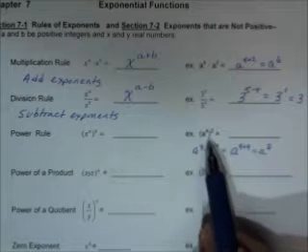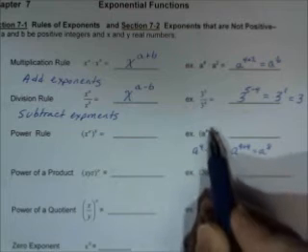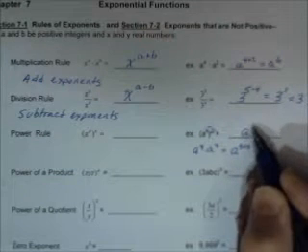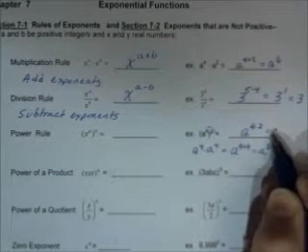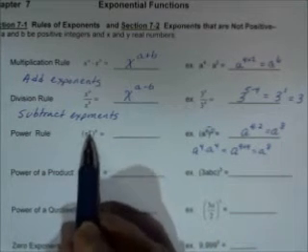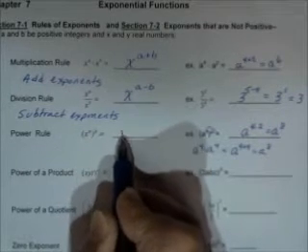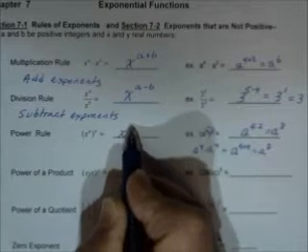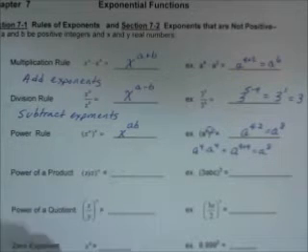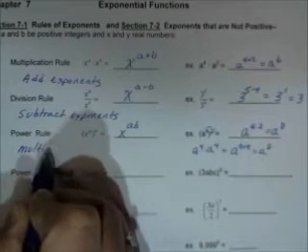In other words, if you have a power raised to a power, the rule is, what do you do with those exponents? You multiply them. This would be a to the 4 times 2, which is a to the 8th. So when you have x to the a raised to the power of b, this would become x to the a times b. So the power rule, what do you do with the exponents? You multiply the exponents.